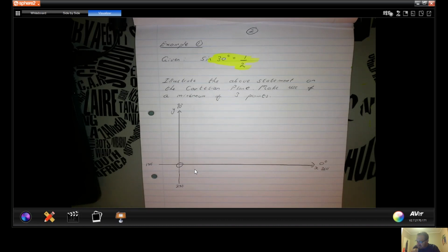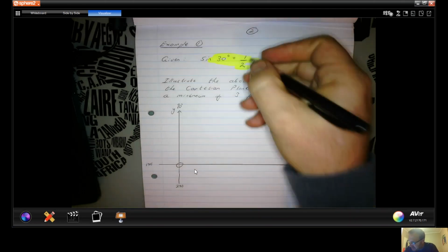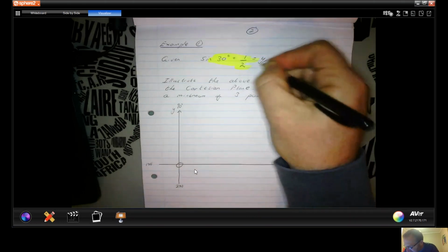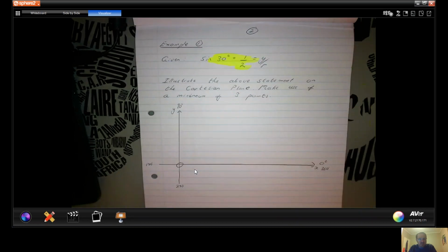Right. So Jasmine, what's the definition of sine? Shade your rear. So sine, they're telling us or the calculator's told us, that sine of 30 is equal to a half.